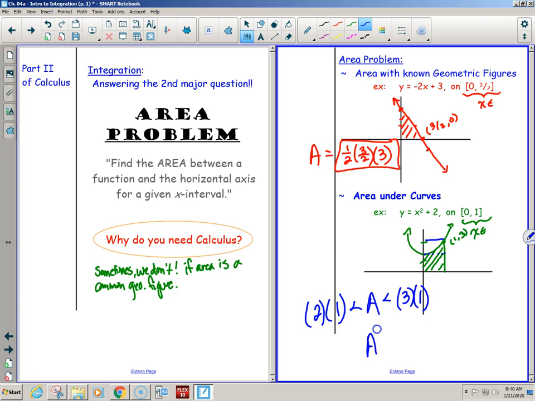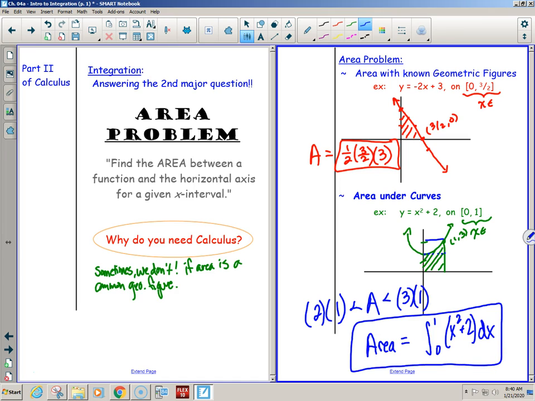But what I can tell you, even if you don't fully understand what or how or why, the area will be the definite integral between 0 and 1 of x squared plus 2 dx. What is that number? Ours is not to know it quite yet. But I can show you how to solve for it. Not how as in we've learned a definite integral, but at least an expression that represents it.